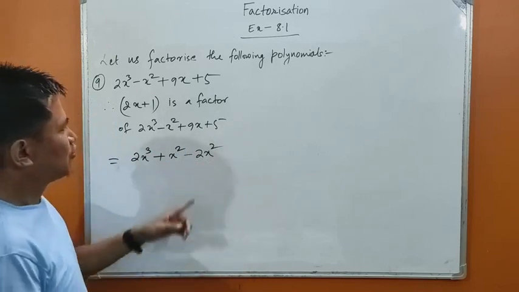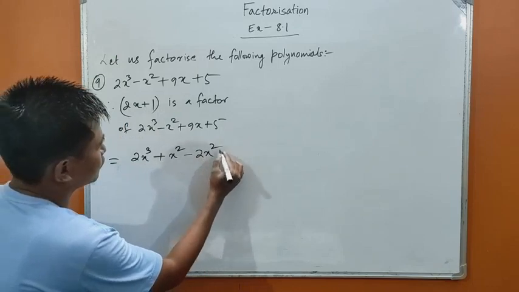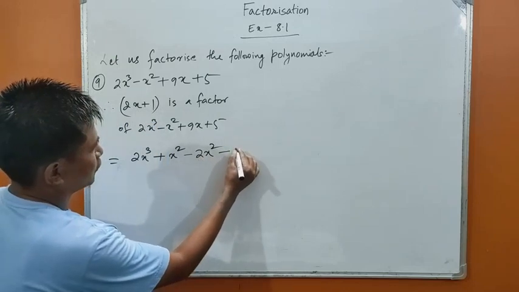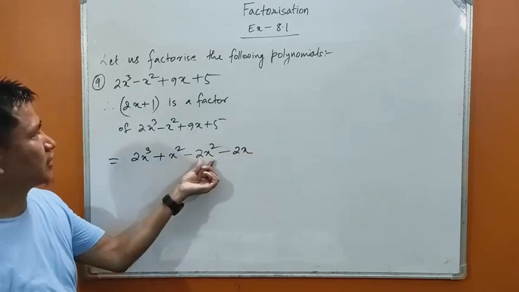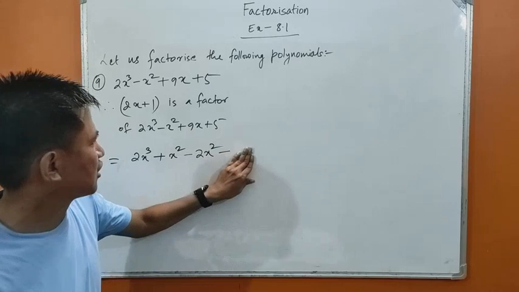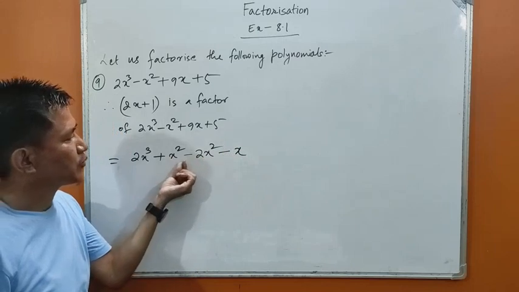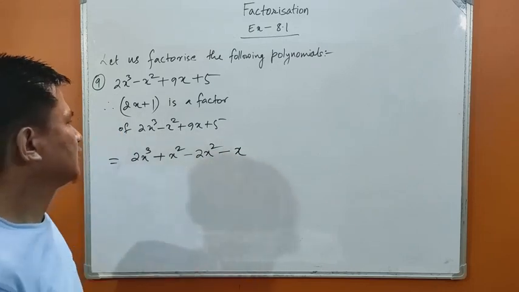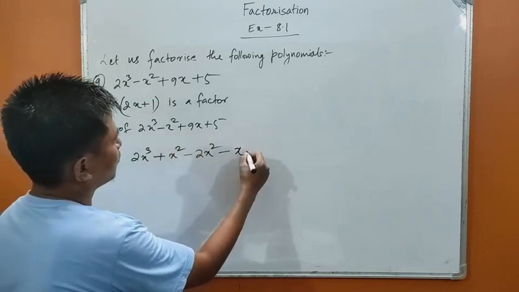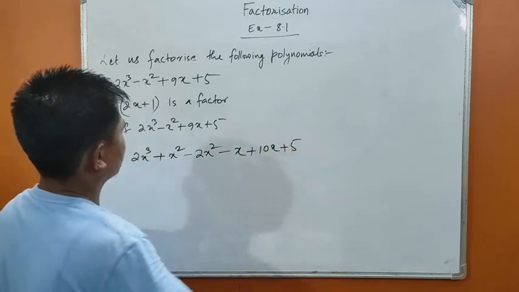Now again I need 2x plus 1, isn't it? So minus 2x squared, minus into minus becomes plus. When x is taken common out, from here 2x plus 1 remains within the bracket. So I have 9x, I used minus 9x, that means plus 10x plus 5. Okay, now let's check.